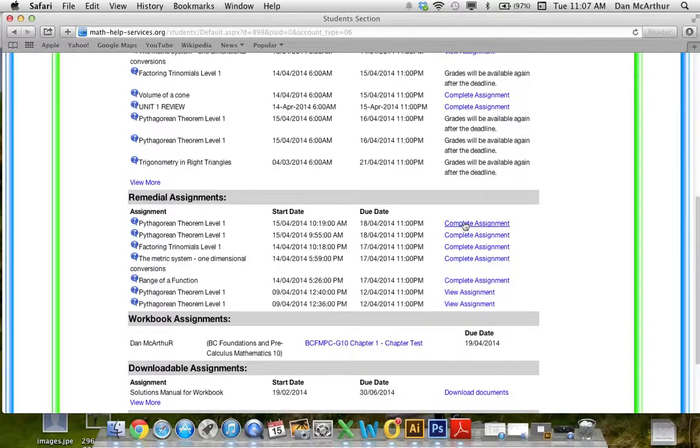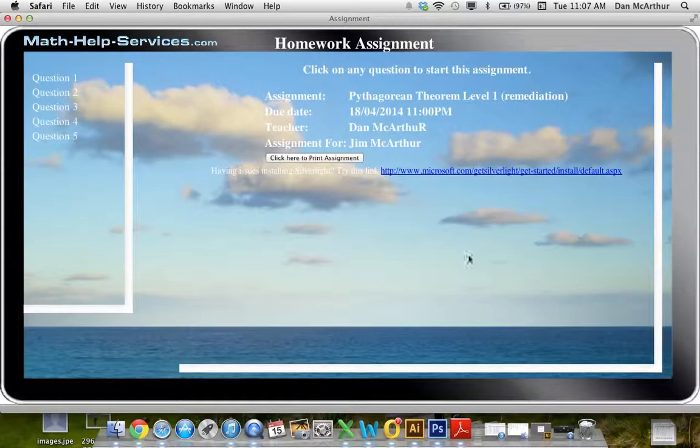So let's pop into this and just see how the assignment looks and feels, and we'll just do one. Doing an assignment is the exact same in a remedial or in an original assignment. So we'll pop into one of these remedials here. Again, we get that recap of when it's due. We can go ahead and pop in. Let's pop into question 1 here.